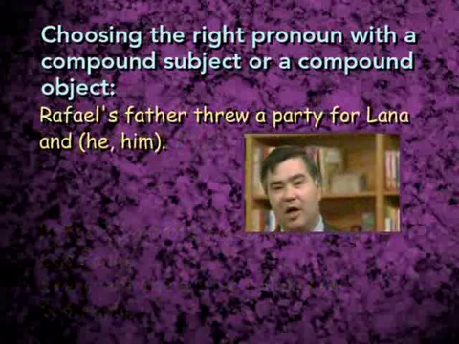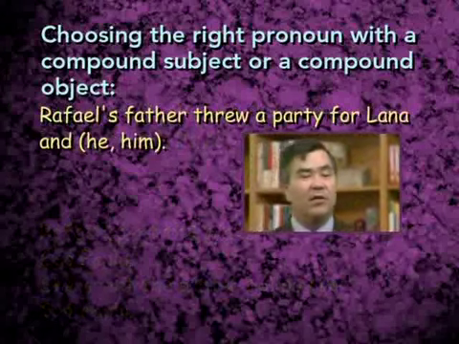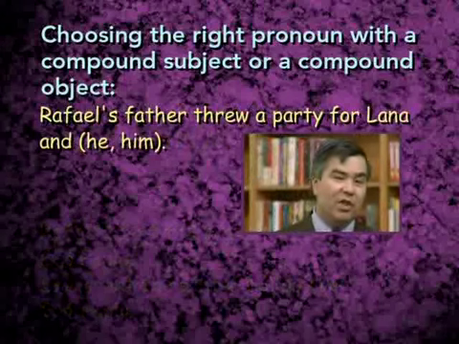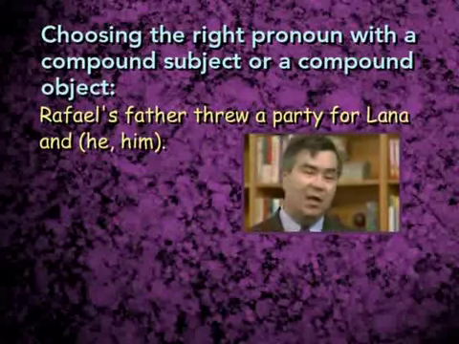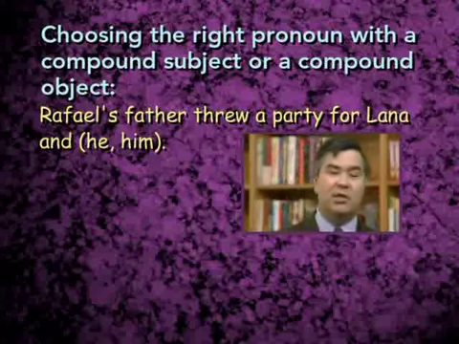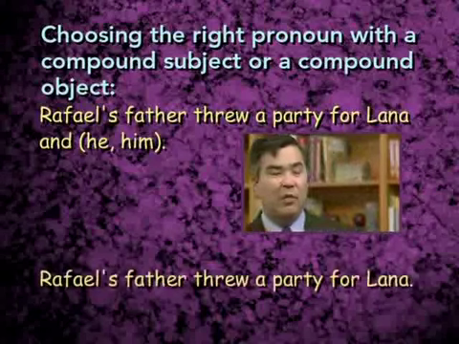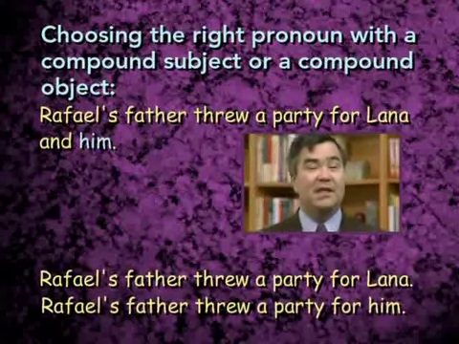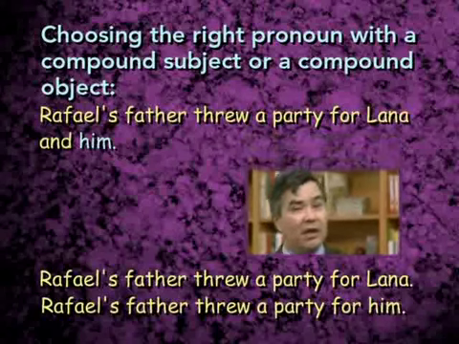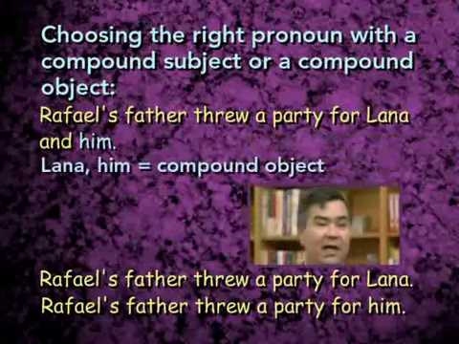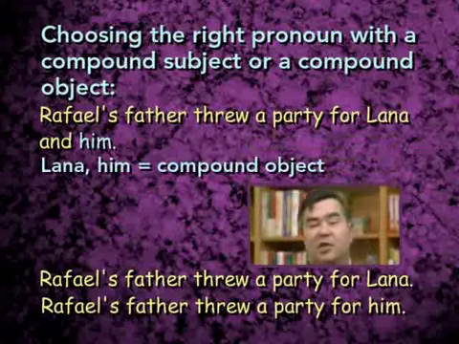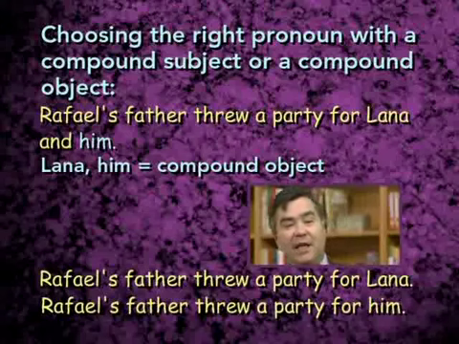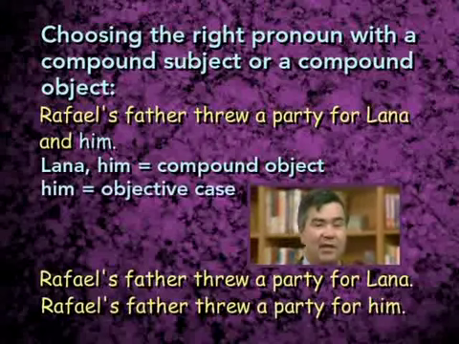One more example. Raphael's father threw a party for Lana and he or him. Once again, if you're not sure which is correct, break the sentence into two, and then it'll be fairly obvious whether we're dealing with a subject or an object. Raphael's father threw a party for Lana. Raphael's father threw a party for him. This is the object of the preposition for. It is a compound object, Lana and him. When you break it into two, it becomes clear that him is the object of the preposition and therefore should be in the objective case. Him is correct rather than he.